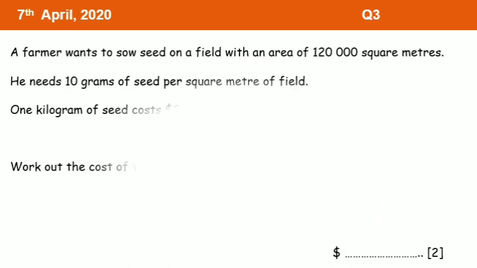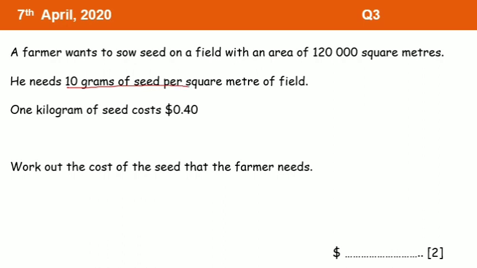Continue to question 3. A farmer wants to sow seed on a field with an area of 120,000 square meters. He needs 10 grams of seed per square meter of field. So from the second sentence, we can write a proportion in here. It says 10 grams of seed per square meter. So we can say that 1 square meter is equal to 10 grams.